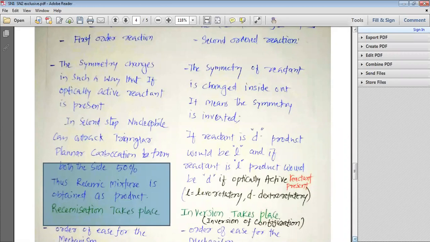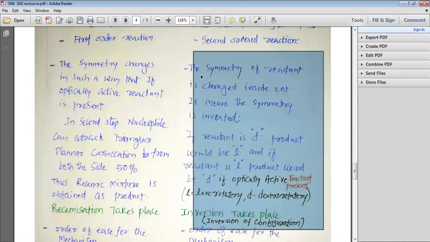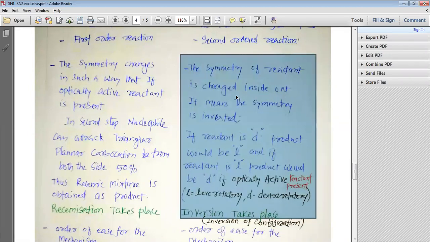But when we look at the SN2 reaction, my dear students, we can see that the symmetry of the reactant is changed inside out. We have seen that it happens.